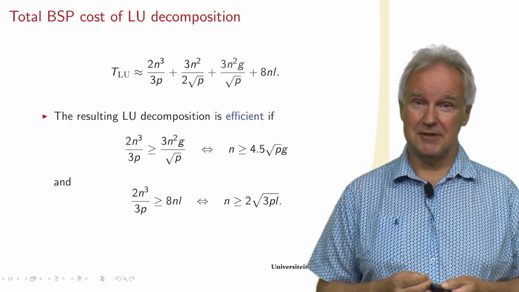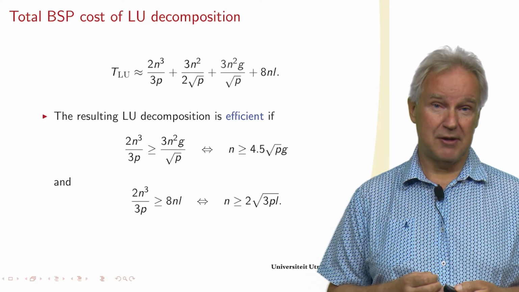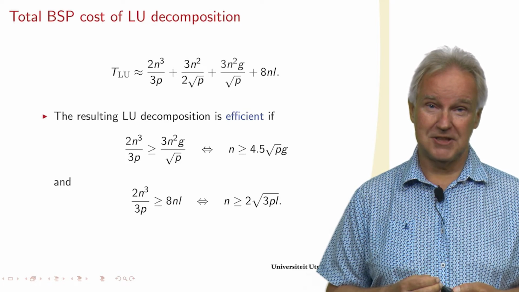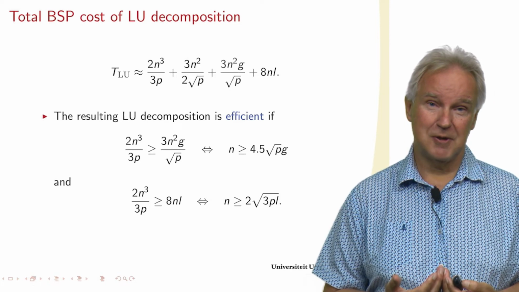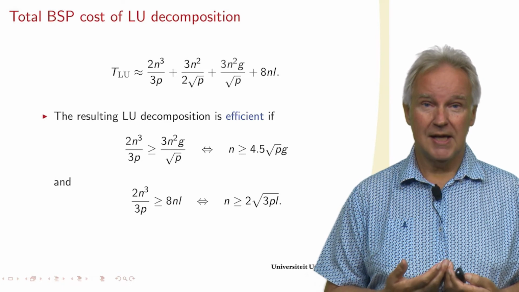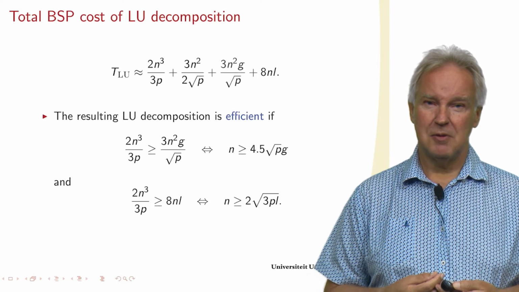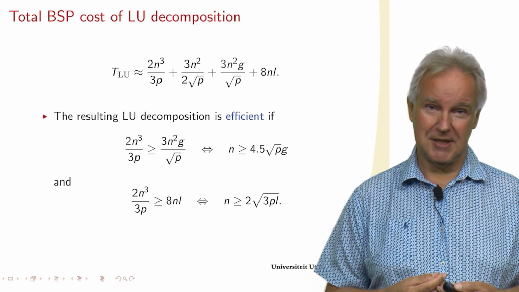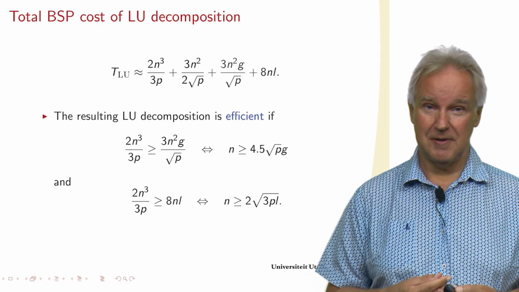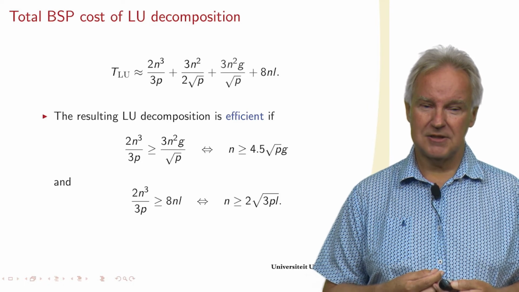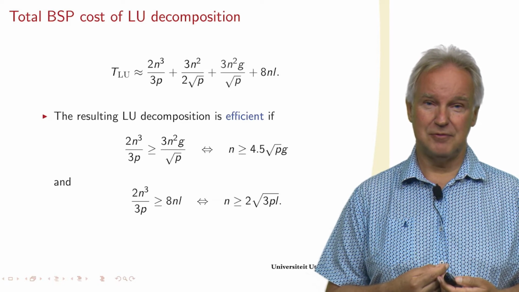The total time that we get consists of 2n cubed divided by 3p, that's the main term for computation, and that's the sequential time divided by p, which is good. This is what we hoped for. Then we have a second term, which is load imbalance, but it looks almost like the third term, except that the third term has a factor g, because that's for communication cost. So the load imbalance will be less important than the communication time that we have.